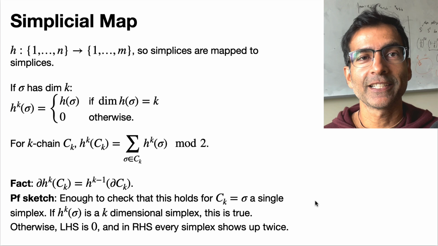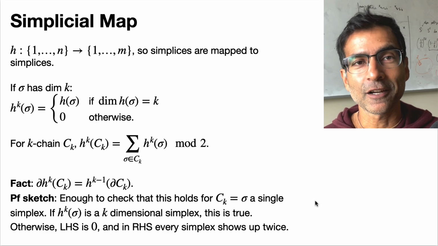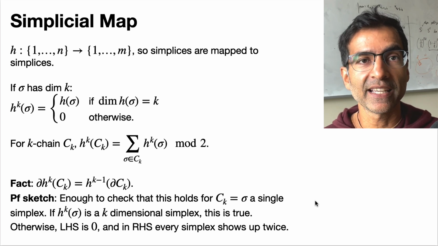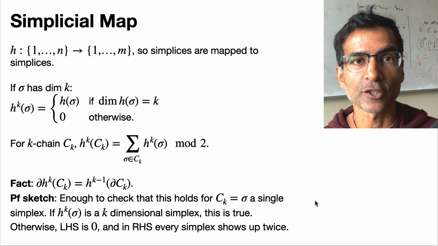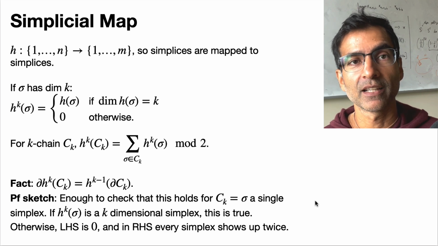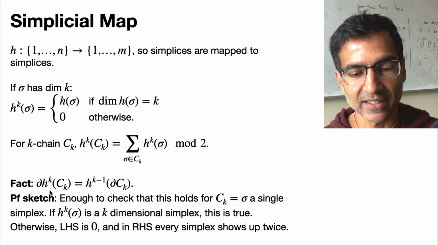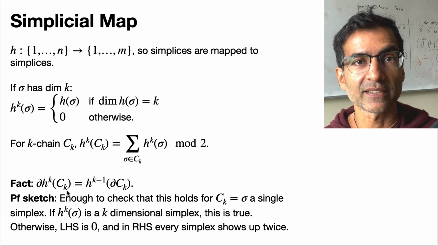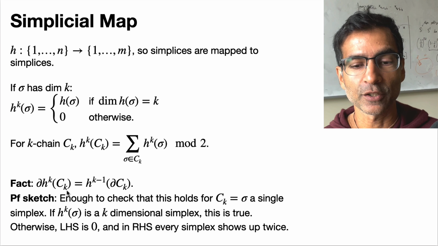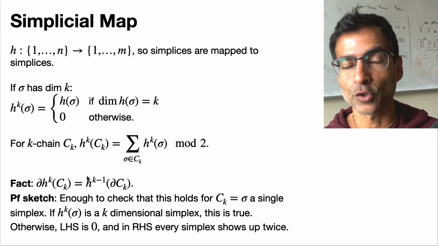Because everything here is linear, in order to prove this fact, it's enough to check that it holds when c_k itself is a single k-dimensional simplex. And that's not too hard to do. I'll leave it to you as an exercise. The interesting case is when H_k of that simplex is 0. Then you have to make sure that on the right hand side, all of the simplices that show up cancel each other.